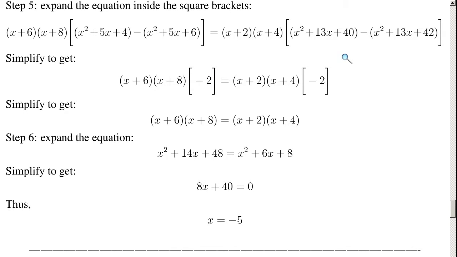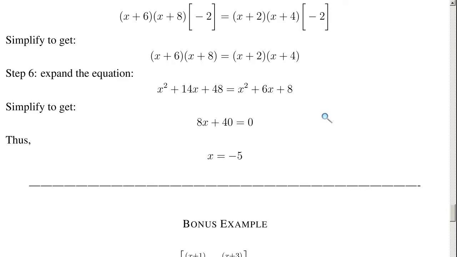Same thing happens on the right side of the equation. x squared minus x squared is 0. 13x minus 13x is 0. 40 minus 42 is negative 2. So this equation on this line looks a lot nicer than all the stuff we were working with before. But then again, we can just divide both sides by negative 2 to get rid of these brackets completely. That cancels, and we're just left with x plus 6 times x plus 8 equals x plus 2 times x plus 4.